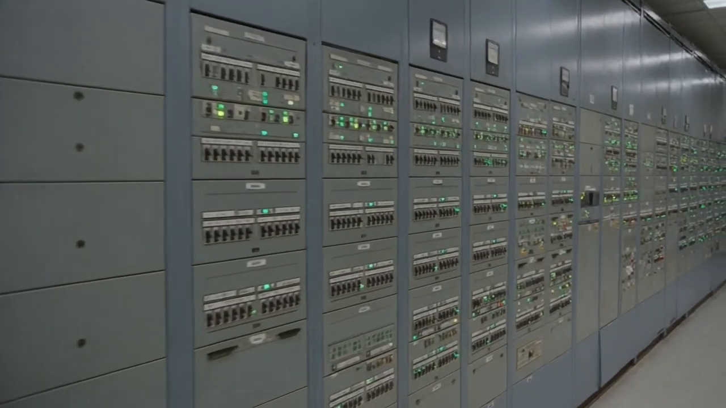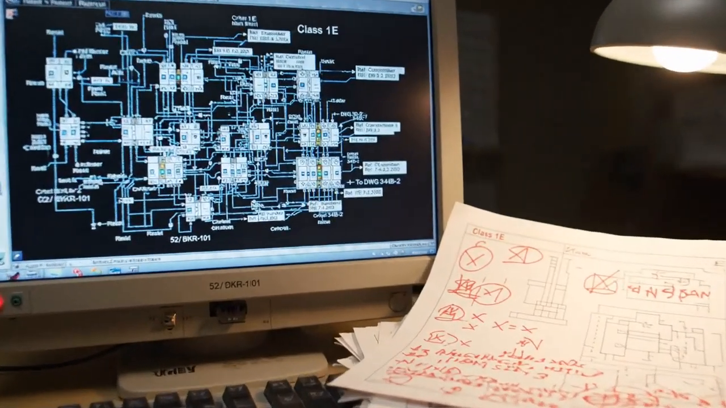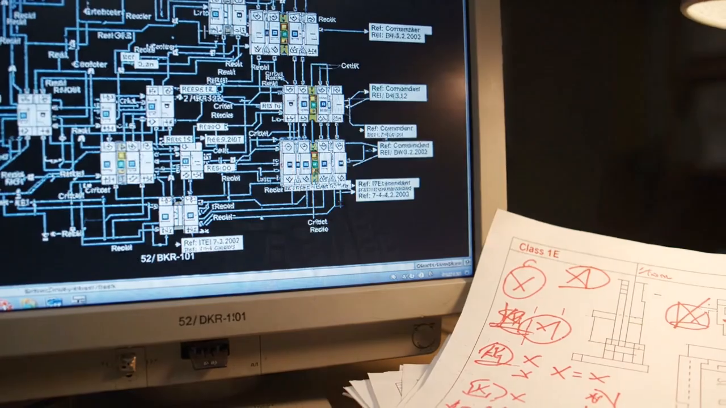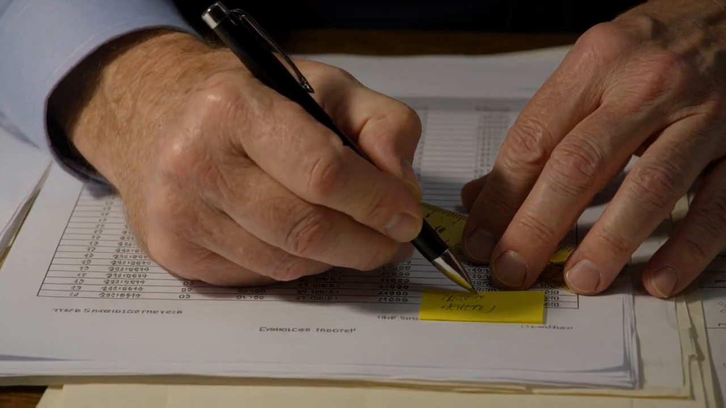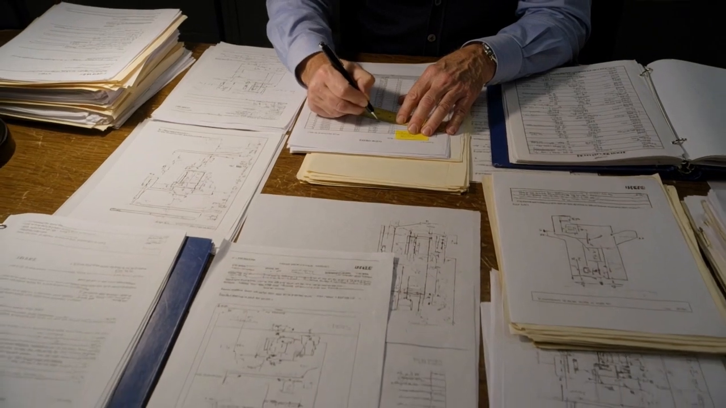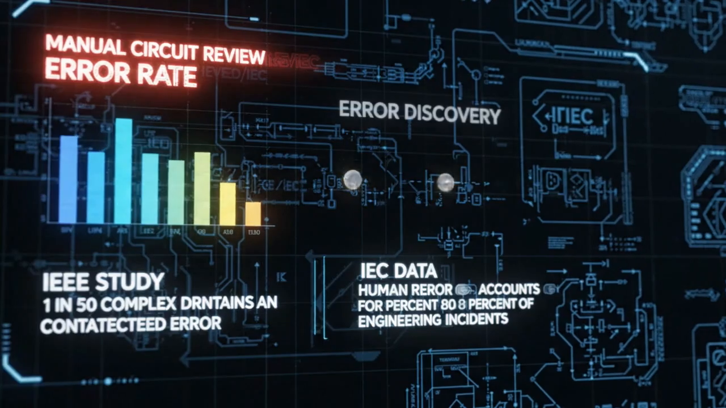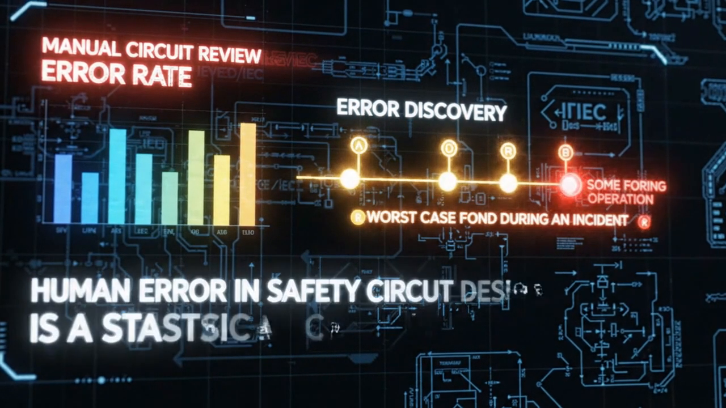The traditional design process uses CAD tools developed decades ago. Engineers manually cross-reference component datasheets, safety standards, and thermal limits for every circuit. A peer review of one safety-critical drawing can take a senior engineer 40 hours. Human error in this process is not a risk. It is a statistical certainty.